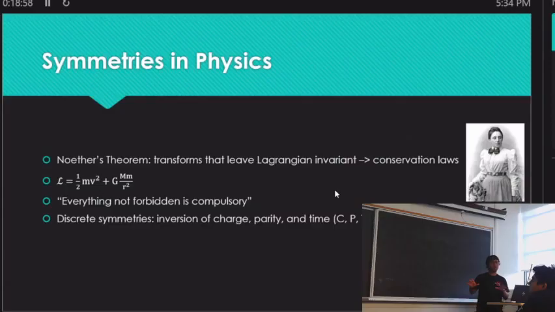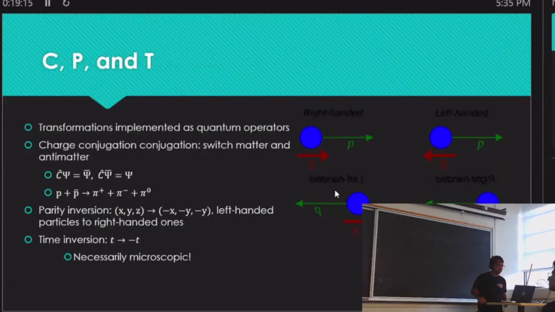Now, what I talked about is just for continuous symmetries, where you can change the system as little as you want. But there are also discrete symmetries, where you can invert the charges of particles. You can invert the parity, and you can do a time reversal. C, P, and T. And I'll discuss those now.